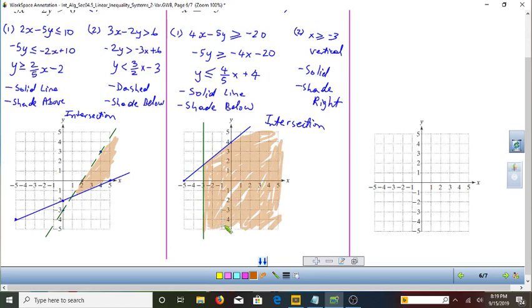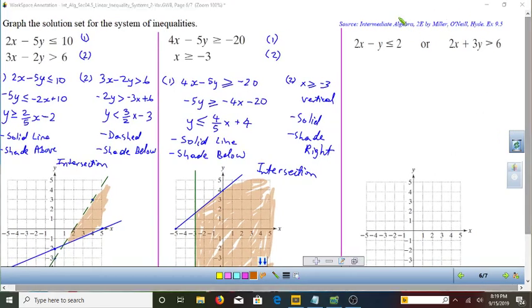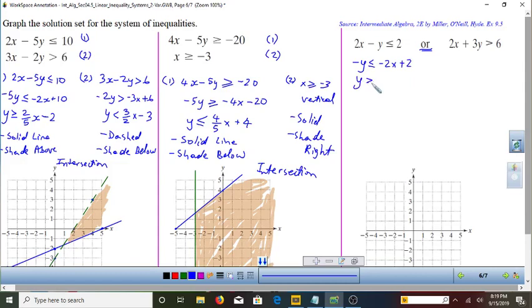Now, let's go on to this last example of this set, and then we have one quick little application concept to look at. In this case, we're dealing with an OR situation, so we'll shade all corresponding regions. I'll solve this inequality. Negative y less than or equal to negative 2x plus 2, divided by negative 1. I get y is greater than or equal to a positive 2x minus 2. So we're talking about a solid line and we're going to shade above.